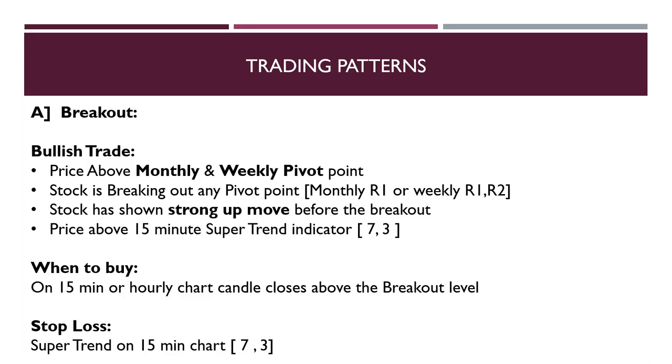So it will plot above or below the price. If price is above the Super Trend indicator, it is bullish. If price is below the Super Trend indicator, it is bearish. So our setup will work this way. Price is above the monthly and weekly pivot, price is crossing a particular level above it, R1 or R2. Price is in a strong up move with good volume, and price is above the 15-minute Super Trend indicator. If these conditions are satisfied, when to buy? On a 15-minute or hourly chart, but I suggest you only keep 15-minute. When the 15-minute candle closes above the breakout level, we enter, and the stop loss we keep is the Super Trend on the 15-minute chart, the same Super Trend we use here.